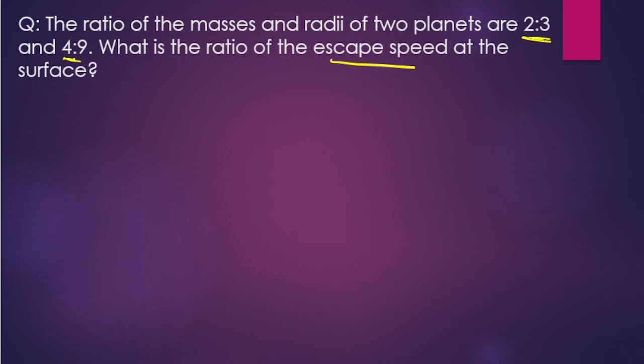What is the formula that we learned for the escape speed? Escape speed VE is equal to the square root of 2GM by R. This is what we learned in our previous session. The first planet's ratio of mass and radii are given, and the second planet's ratio of mass and radii are given. Then how do you express it?